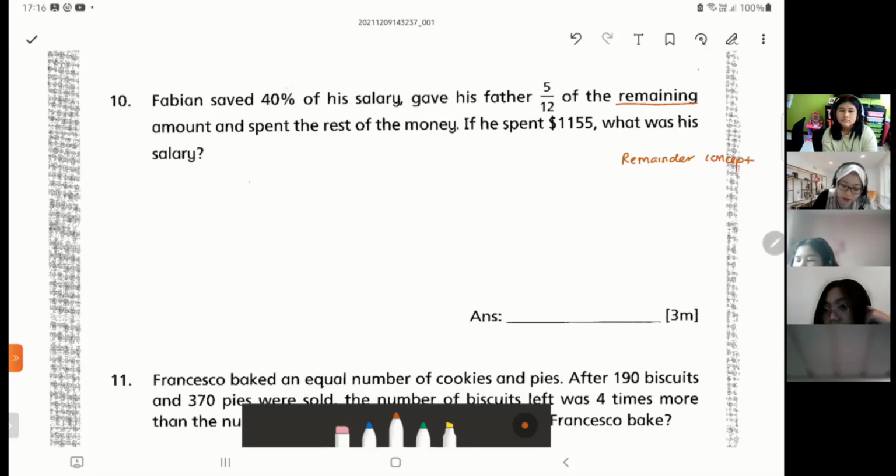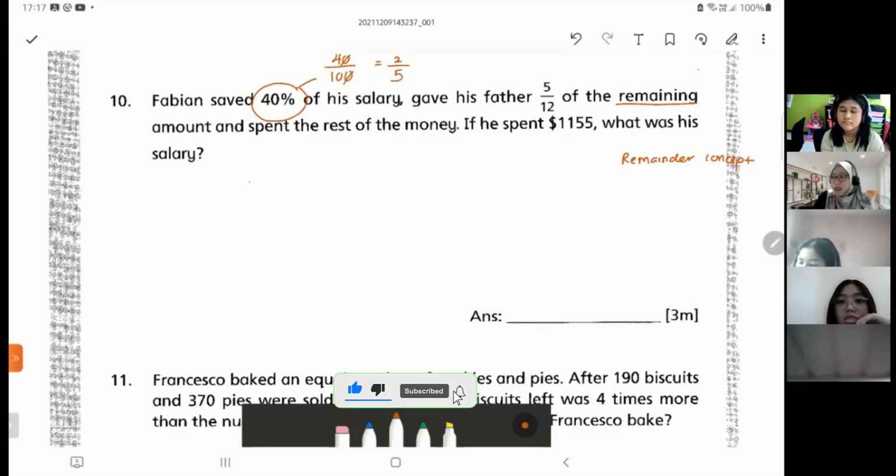Okay. I have this: Fabian saves 40% of his salary. That one is already not in units, that's a percentage. What must I do? I change this to become units. And how do I do that? 40 over 100. Simplify, okay? So you are going to get 2 over 5. Divide by 10 and then divide by 2. You get 2 over 5.